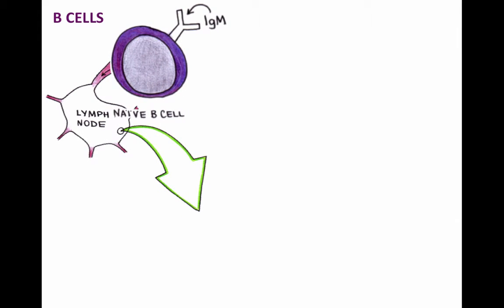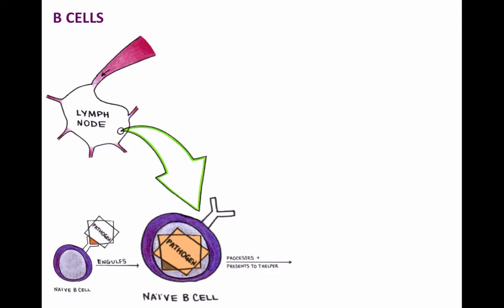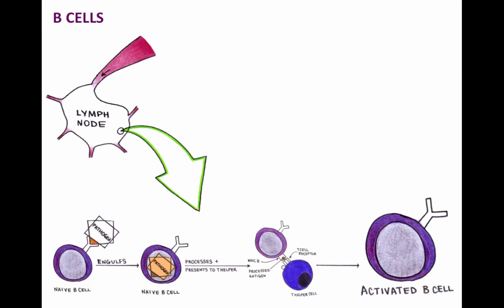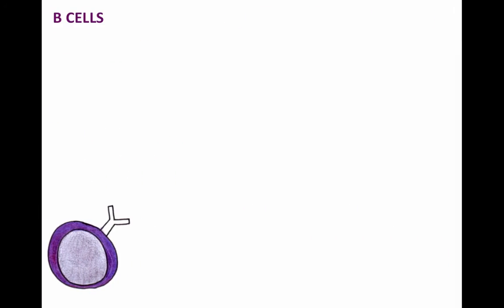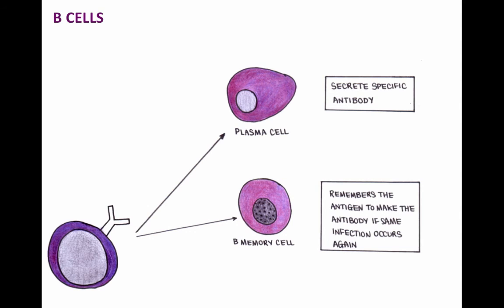This forms part of the secondary immune system. Within the centre of the lymph node is a germinal centre where most of the actions occur. The naive B cell recognises an antigen and engulfs it. It then processes it and presents it to a T helper cell on an MHC2 molecule. These processes result in an activated B cell. This B cell can either become a plasma cell, which secretes specific antibodies to an invading pathogen, or a B memory cell that remembers the antigen to make the antibody if the same infection occurs in the future.